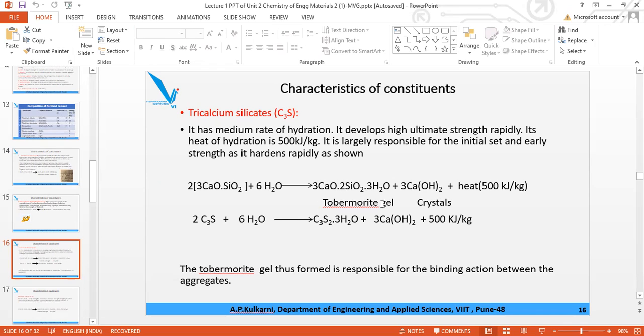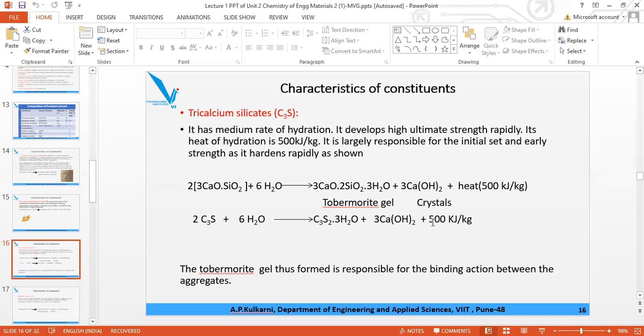What is the gel function? The function of gel? Which property is due to gel? Gel, adhesive property. And crystal formation is responsible for what? Strength. 10 वेळेला म्हणा मनातल्या मनात.